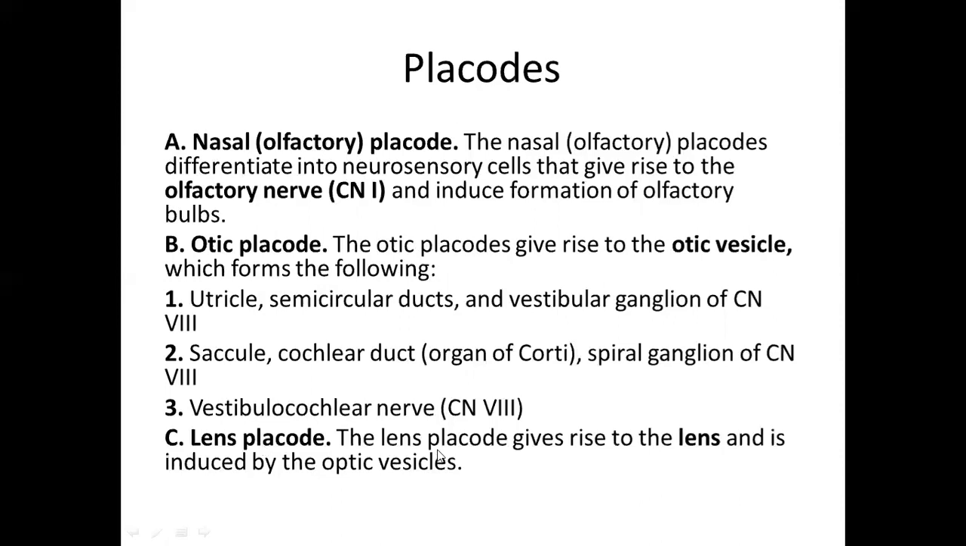And the lens placode gives rise to the lens, which is induced by the optic vesicle, and the optic vesicle is formed by the diencephalon.